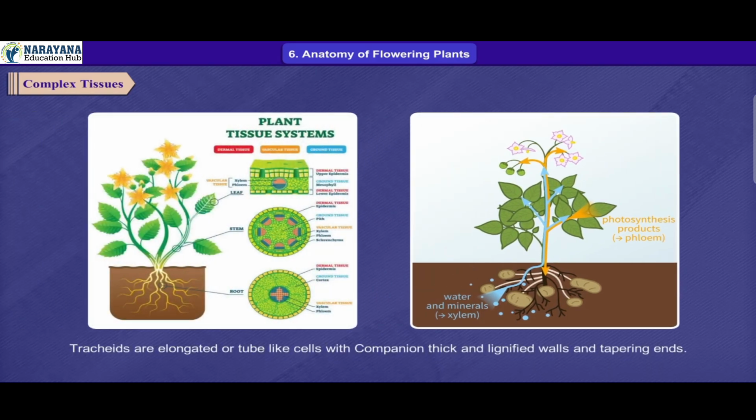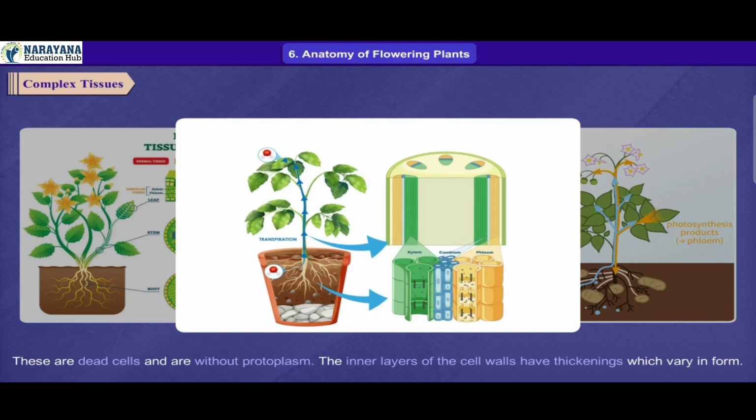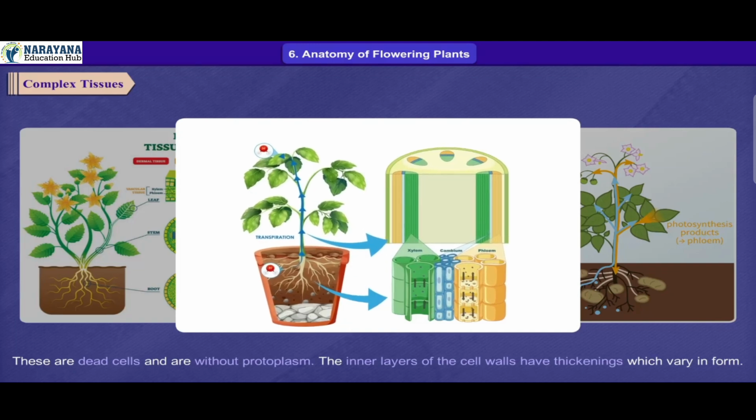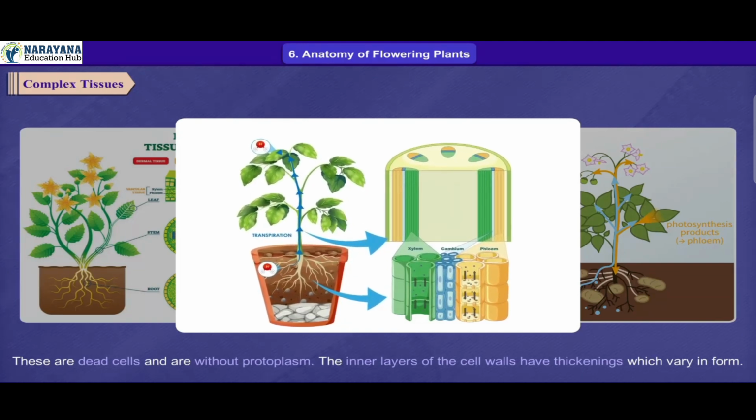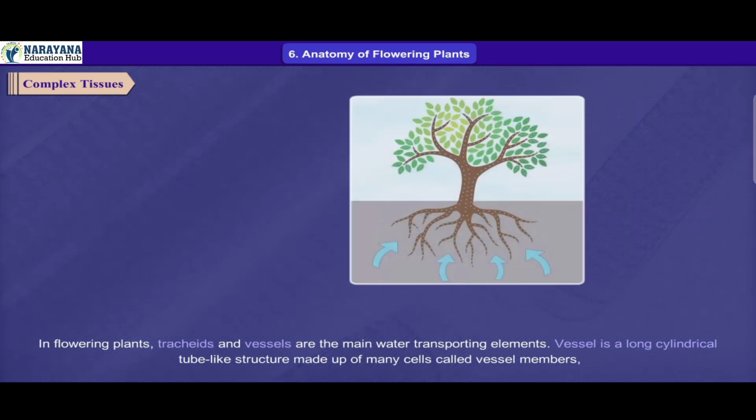Tracheids are elongated or tube-like cells with thick and lignified walls and tapering ends. These are dead cells and are without protoplasm. The inner layers of the cell walls have thickenings which vary in form. In flowering plants, tracheids and vessels are the main water transporting elements.